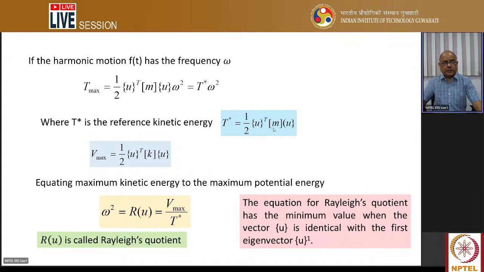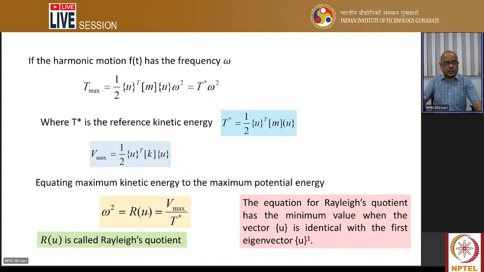Here you can see the reference kinetic energy that is written here is half U transpose M U. U is the modal vector. This is illustrated with the help of a discrete multi-degree-of-freedom system. U is an eigenvector. And so you can see here in the reference kinetic energy, there is no omega square term. Now, when the reference kinetic energy is multiplied by omega square, then we get the T max term.